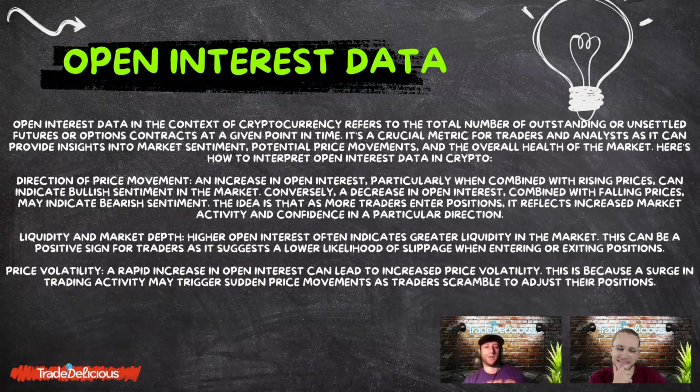Okay, yeah. So open interest data. Basically, open interest in the context of cryptocurrency is the total number of outstanding or unsettled contracts, and essentially it gives insight into potential market price movements. The way I use it is it gives me a direction: when you have an increase in open interest, particularly when price is rising, it can indicate bullish sentiment, and rising open interest combined with falling price may indicate bearish sentiment. So this is kind of a confirming indicator to guide your trend direction when trading crypto.